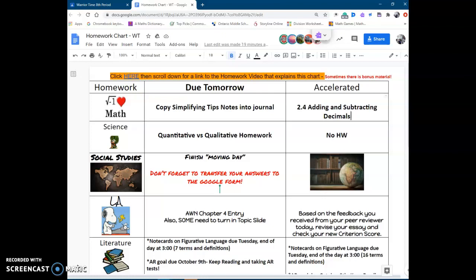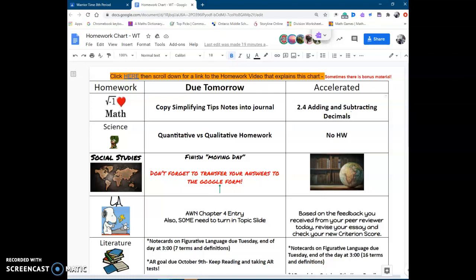Remember, quantitative deals with numbers. Accelerated has no homework. In social studies, we need to finish your assignment called Moving Day. Please do not forget to transfer your answers to the Google form when you are completed. In language arts, we've got a writer's notebook, chapter 4. It's our entry. And there's still some people that need to turn in their topic slide from Friday.